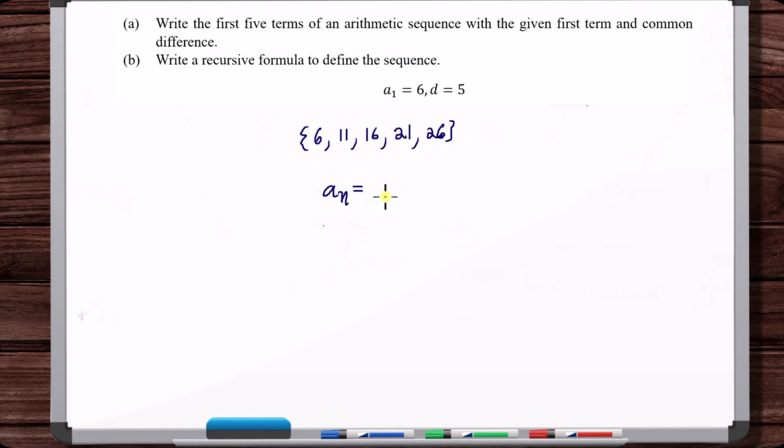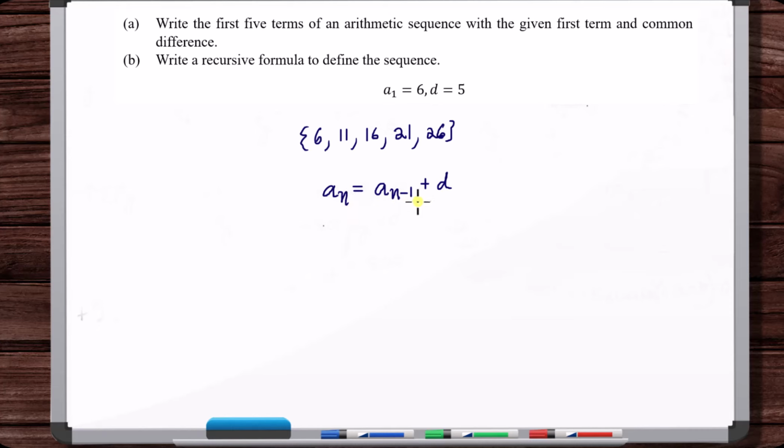And yes, an arithmetic sequence is represented very cleanly with a recursive formula, because what are you saying? You're saying you have the previous term plus d. That's it. Very simple. So you could argue that you want to present an arithmetic sequence recursively, because look how clean it is. It's easier to understand this way.